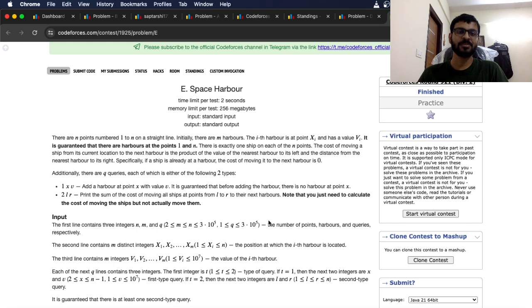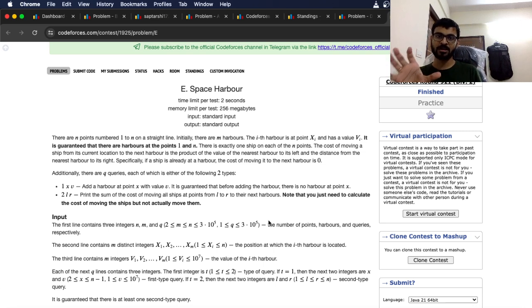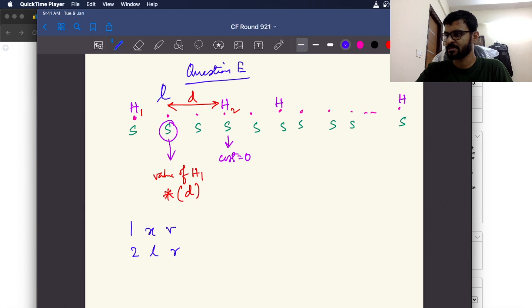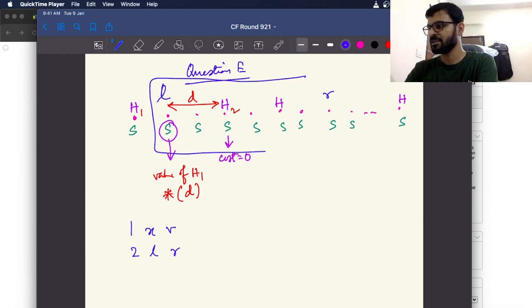So this is a range query problem. It's basically saying that there is a query to keep on adding harbors at some point with a certain value, that is 1 x v, and you have 2 l r, which means from L to R, find out the sum of the cost of moving all the ships from L to R to their nearest harbors. So if L is this and R is this, the question is, what is the total cost of moving them to their nearest harbors? Fine, understandable question. From L to R, their nearest harbors are what we are interested in.